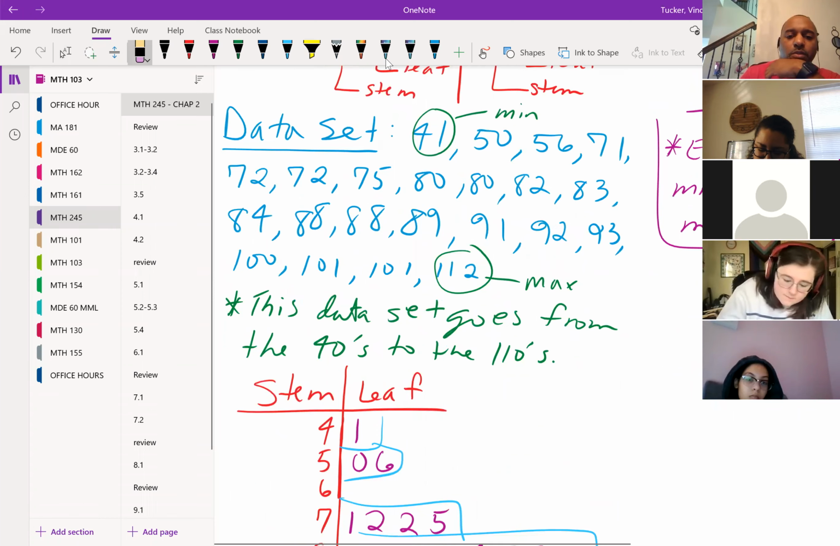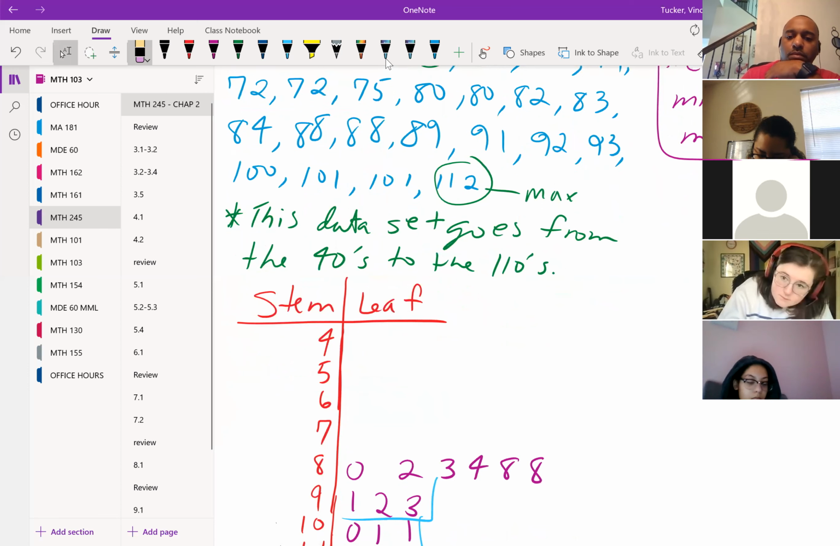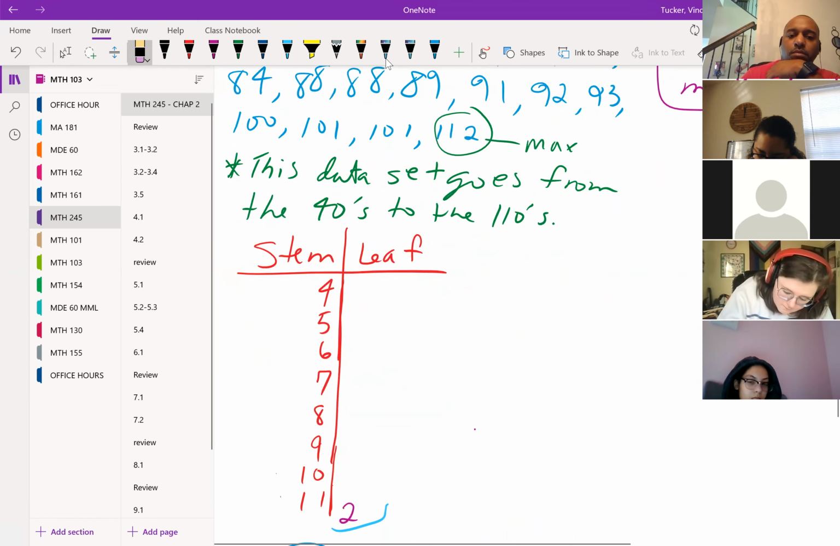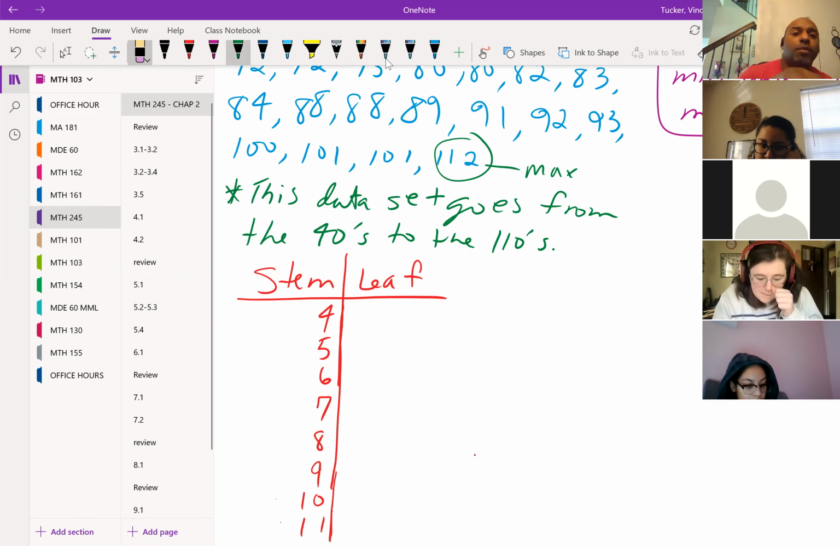All right, so I'm going to erase this so we can walk through it. So this is how we will set up our stem leaf plot. Notice we established that our smallest value is 41, largest value is 112. That's why I mentioned that we're going from the 40s to the 110s. And that's how we set up our stems. Because remember, your stems are everything before that last digit, that far most right digit.